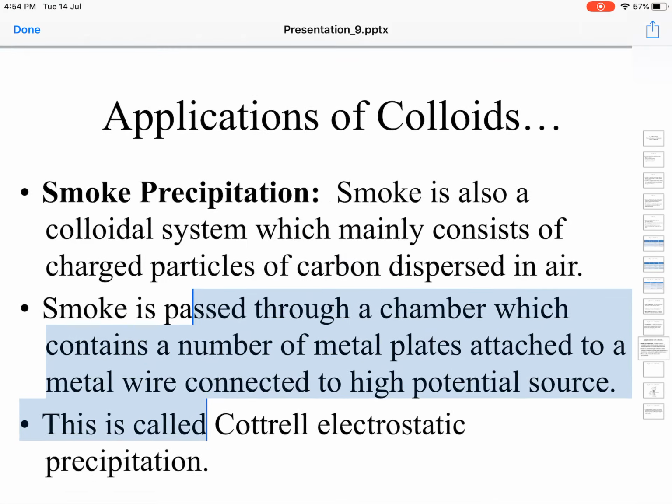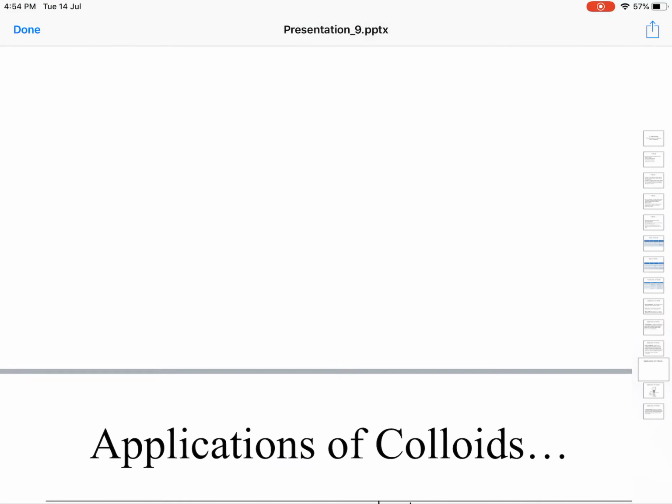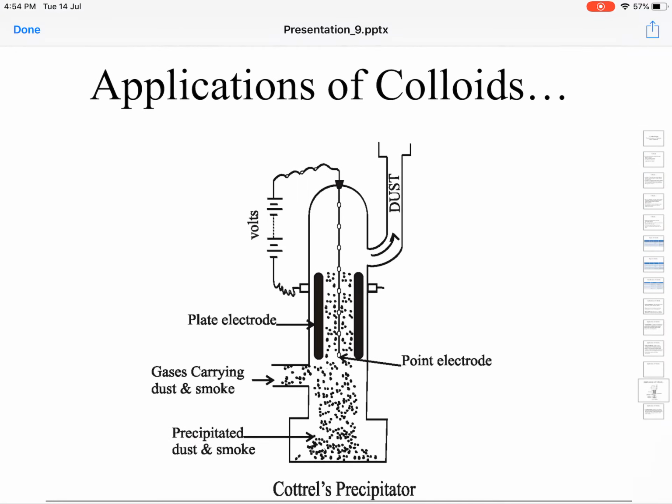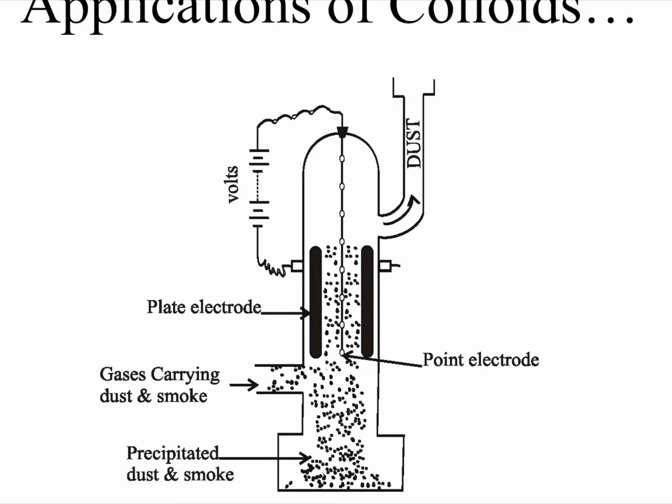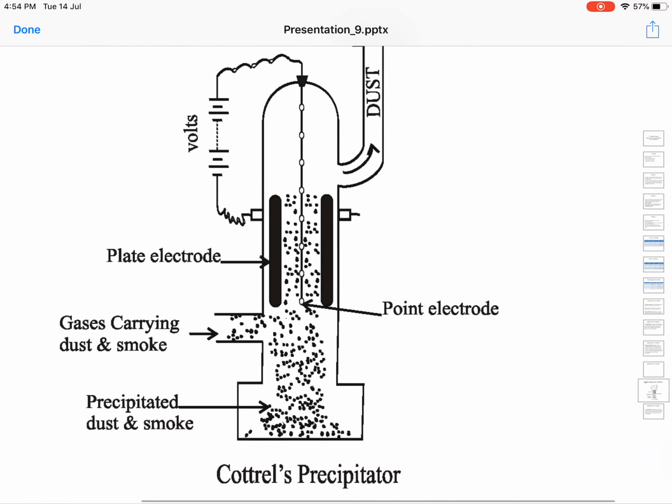Let us see the electrostatic precipitator diagram we have here. Here you have got dust, an electric wire, and in between, metal plates. These metal plates are called point electrodes. Gases carrying dust and smoke are fed here, and being hot gases, they will go up and pass these plate electrodes and point electrodes, which are maintained at very high voltage.